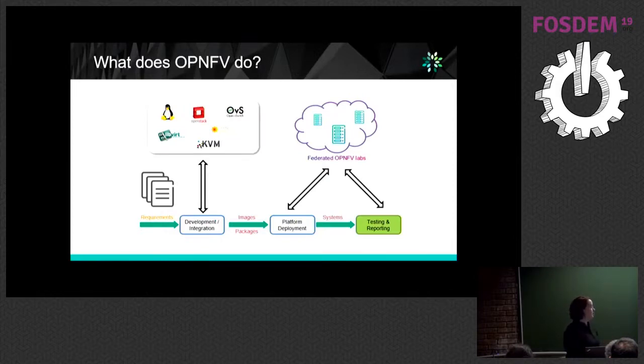So something like this. We provide requirements and features into the other upstream projects like OpenStack or OVS, and then we implement those features and update installation tools to actually be able to configure and deploy these features. And then once we have that deployment created and deployed, we take our tools and we run various functional and non-functional tests against these deployments.